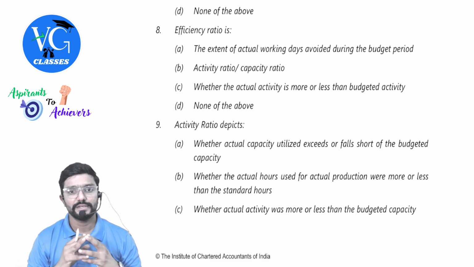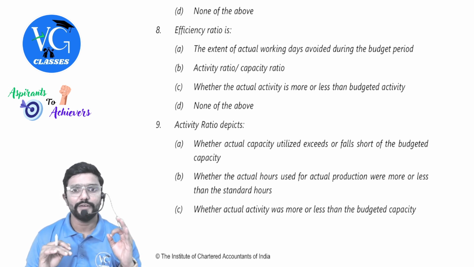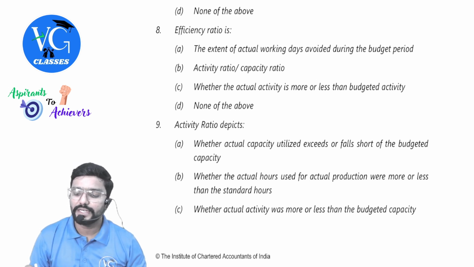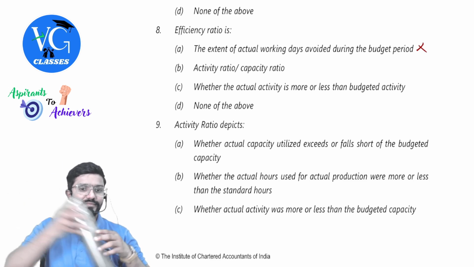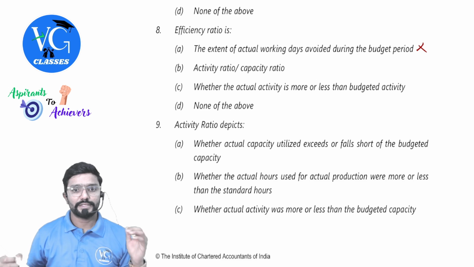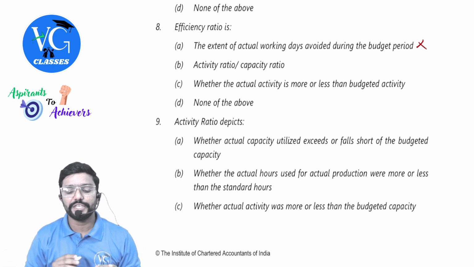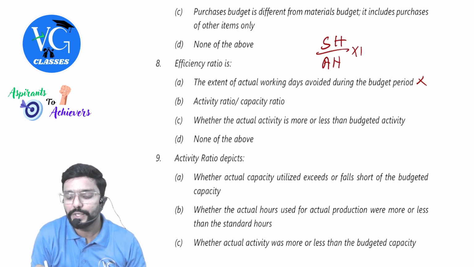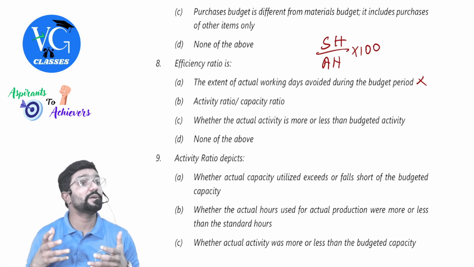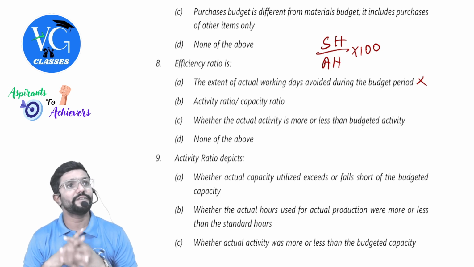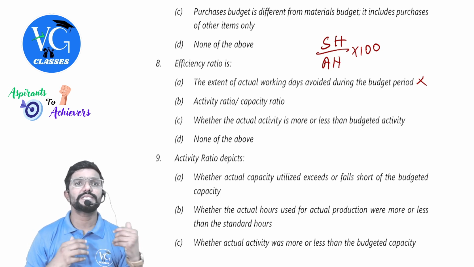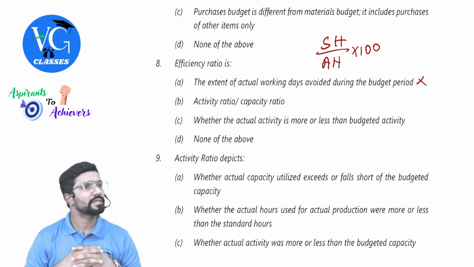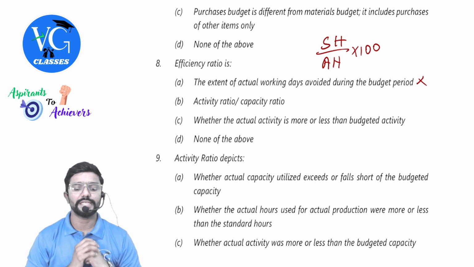Efficiency ratio is the extent of actual working days avoided during the budgeted period. Okay. Is it, sir? No. So what is the formula first of all for efficiency ratio? Let me write it. Standard hours divided by actual hours into 100. Please be careful. I am talking about ratio, not variance. If it was variance, then the formula would have been standard hours for actual output minus actual hours into standard rate per hour. But here it is ratio.